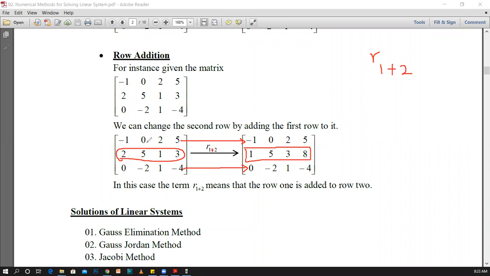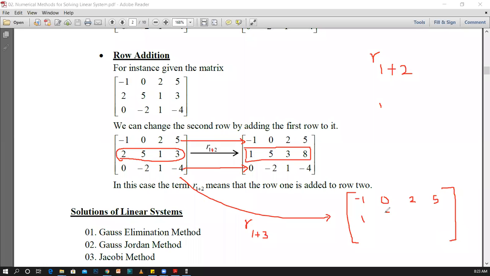As an example, now think about if this is the given matrix and I just need to add row 1 to row 3. Then what I am getting is that there is no change for row 1: -1, 0, 2 and 5 as it is.